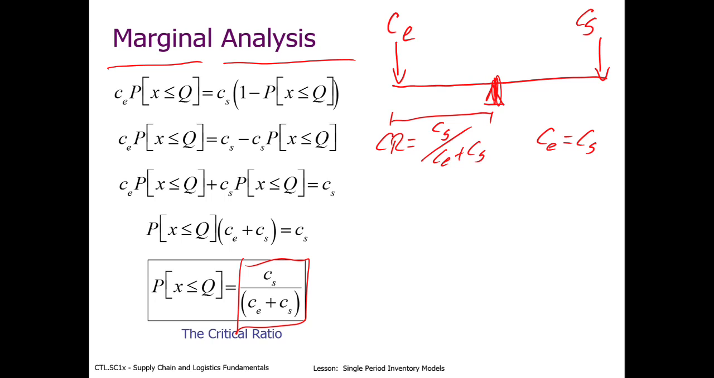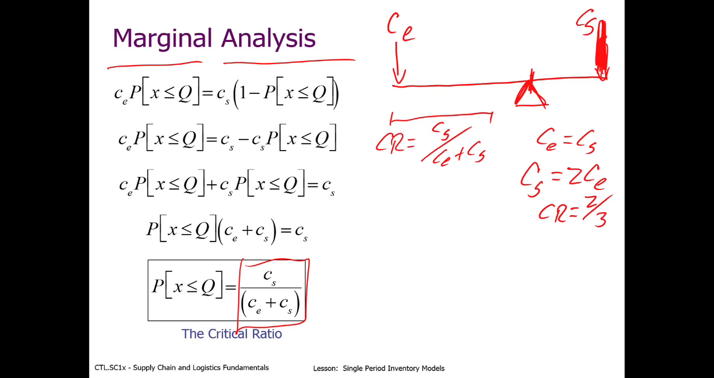But what happens if, say, C sub S is equal to twice as much as C sub E? So my shortage cost is twice as much as my excess cost. Well, what's my critical ratio going to be? I can just plug this in. C sub S is 2 C sub E over 3 C sub E. It's going to mean that the critical ratio is 2/3. So what's going to happen to that fulcrum? It's going to move 2/3 of the way there. Because what happened? This got twice as heavy. This became the big guy sitting in there, and there's a little guy half the size over here.